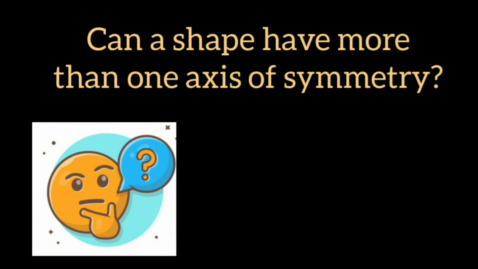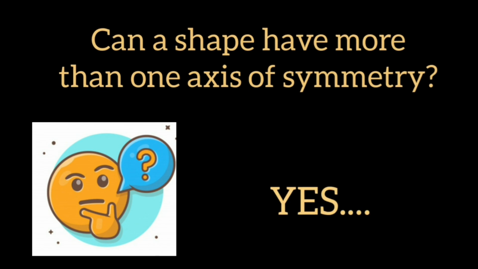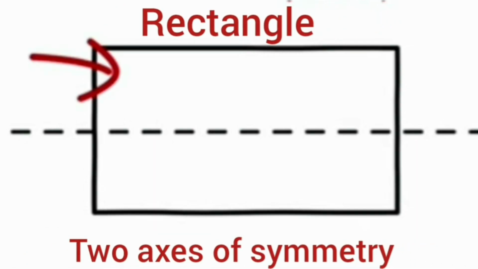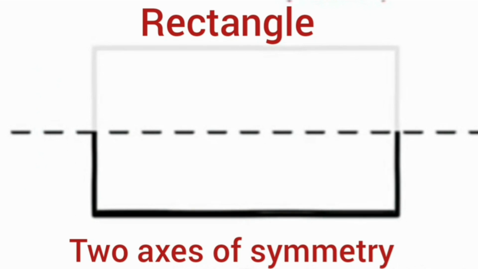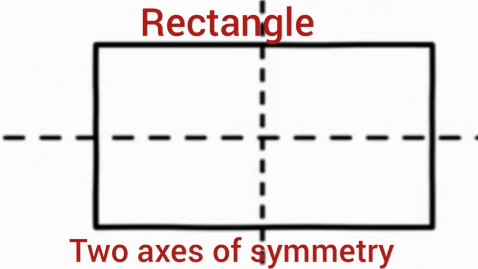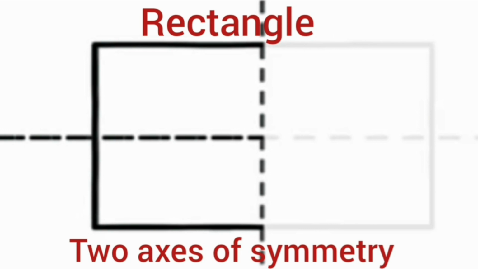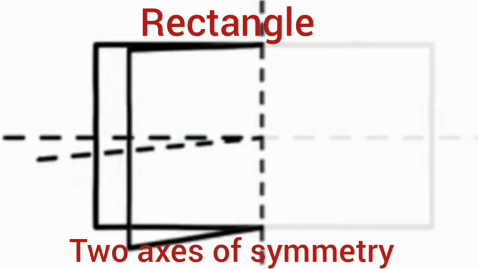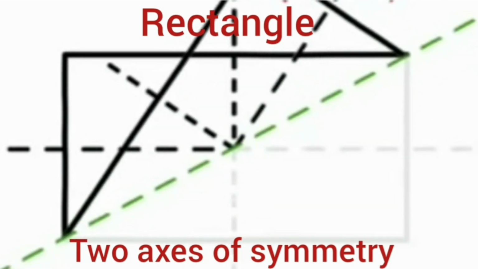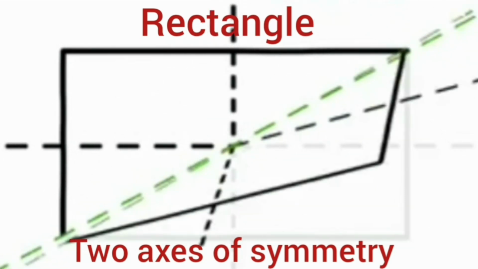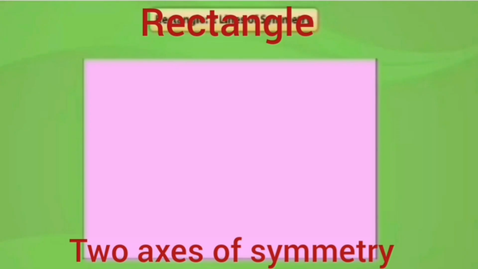Now, you must be thinking, can a shape have more than one axis of symmetry? Yes. Look at this rectangle. It has two axes of symmetry, horizontal as well as vertical symmetry. If we fold it vertically or horizontally, one part of this is flipped over exactly onto the other part. You can observe here it cannot be folded diagonally.